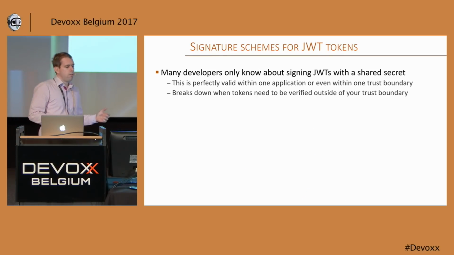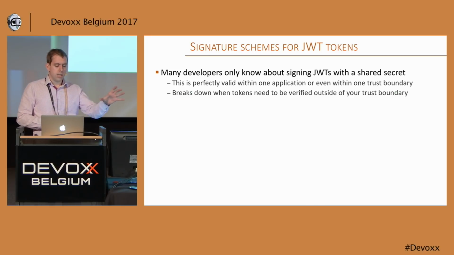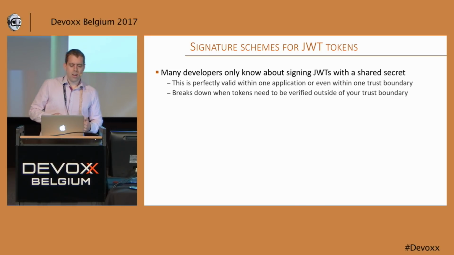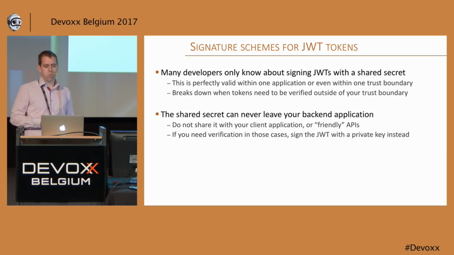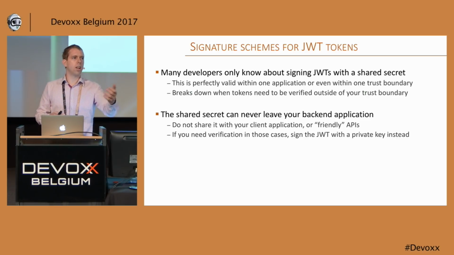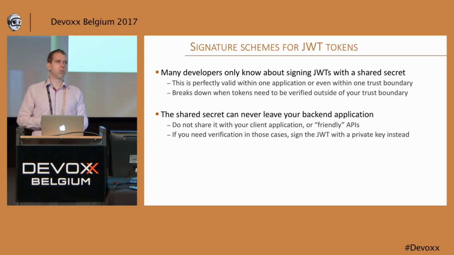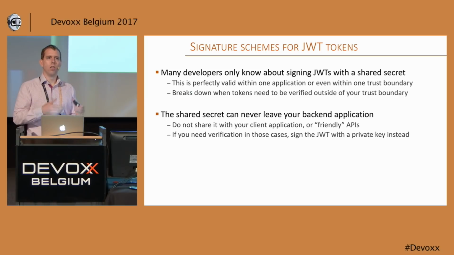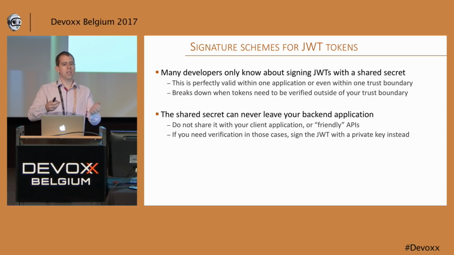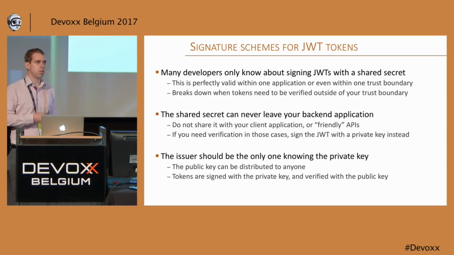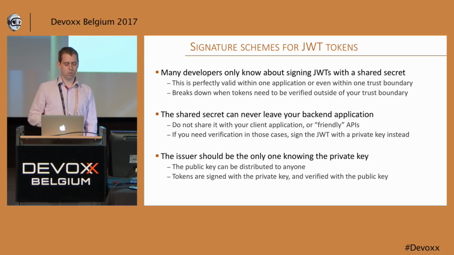So the shared secret is for within your own trust boundary, and if you have to cross that, you need to use the public-private key pair. So never ever share your shared secret with anyone else, not even your own client application. If you share it with your client so that it can also access the JWT token and verify the integrity, then you're leaking that secret. If it's a web application, anyone can extract it, same for a mobile application. So even in that case, use the public-private key option, and you'll be good to go.